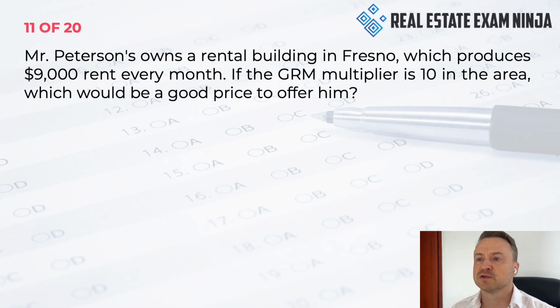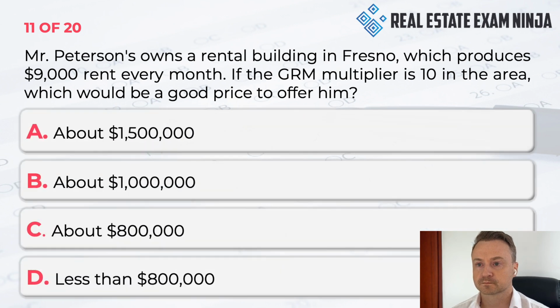Mr. Peterson owns a rental building in Fresno which produces $9,000 rent every month. If the GRM multiplier is 10 in that area, what would be a good price to offer him? So this is math. This is where we can pause it and break out the pen and paper. What do you guys think here? I shouldn't even have to show you the multiple choice. You should be able to do the math.